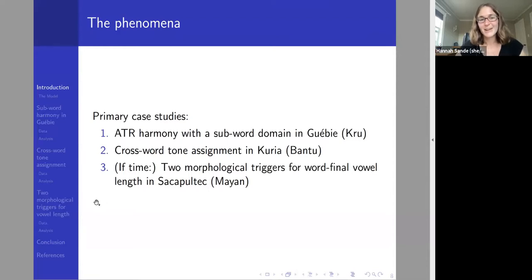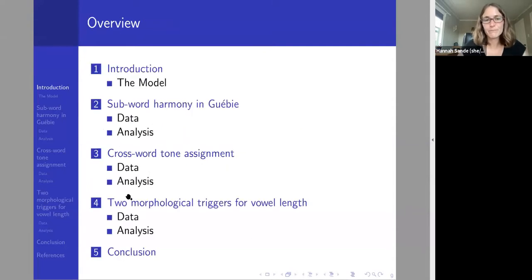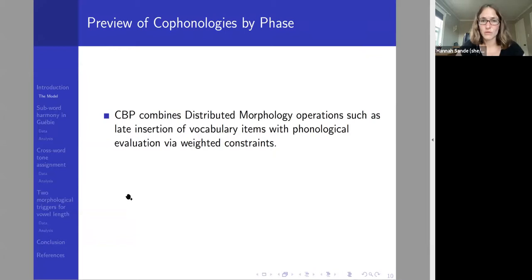And we're going to look at two primary case studies. There won't be time to talk about the third one, but I'm happy to answer questions about it, and it's included in the slides in case you want to take a look on your own. The first case study is ATR harmony and also nasal harmony within a subword domain in Gabier, a Cru language. And the second case study is the Curia example that we've already seen, so crossword tone assignment in Curia. The third example would involve, if I were talking about it today, two morphological triggers within a single domain that interact with each other. So here's a quick overview of the structure of the talk, and I'll just jump right into a preview of the model.